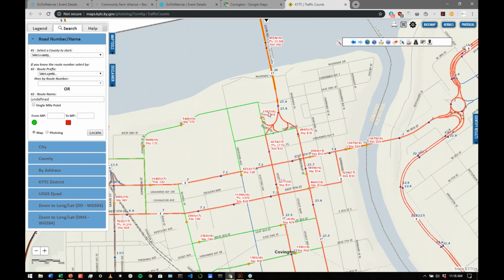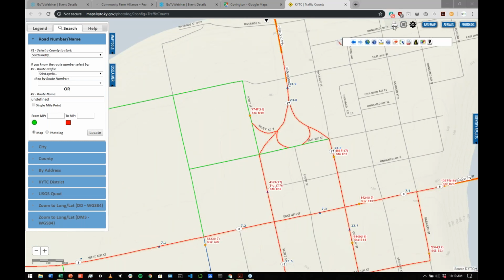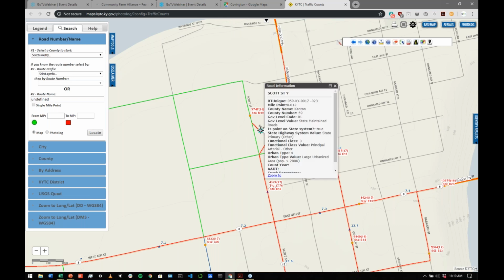So 3,747 is the annual average daily traffic estimate for this spot on this orange dot that was measured in 2016. You can zoom in on this information. You can go to road info. If you click this road info icon, it just looks like a road, and you click right onto that piece.